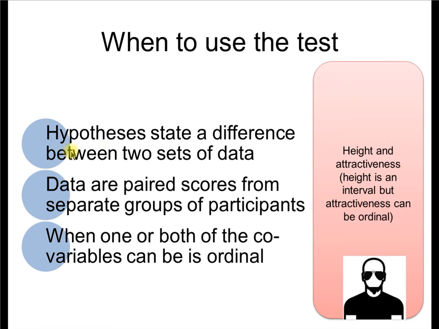When do you use the test? Well, if a hypothesis states a difference between two sets of data, data are paired scores from separate groups of participants, when one or both of the covariables can be treated as ordinal. Height and attractiveness. Now, height is actually interval data, but it can be treated as ordinal if you, for example, order people by their height. But this one definitely is. So attractiveness score is definitely going to be ordinal. That is not a safe measurement. That is not obvious what a score of 5 means. 5 out of 10, what does that even mean?